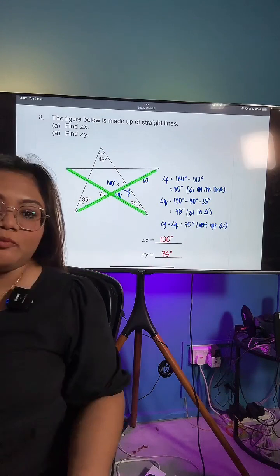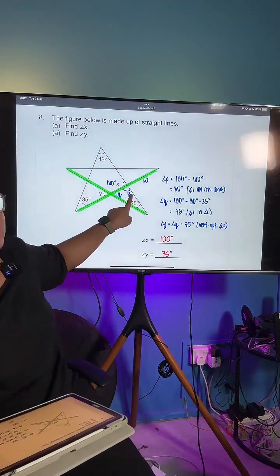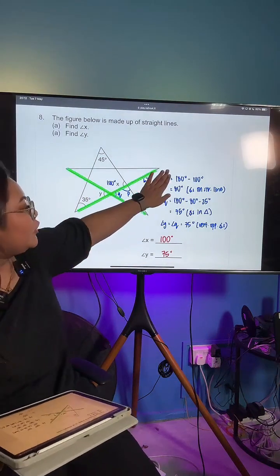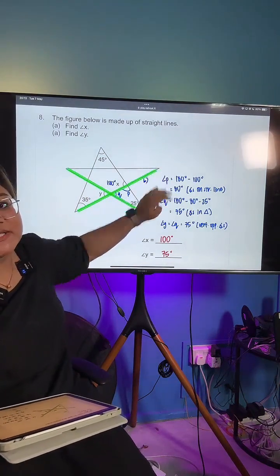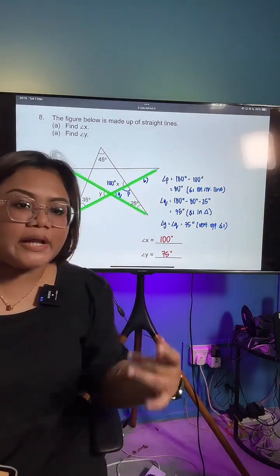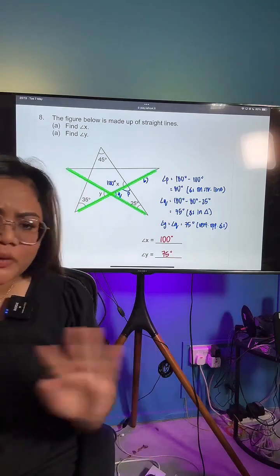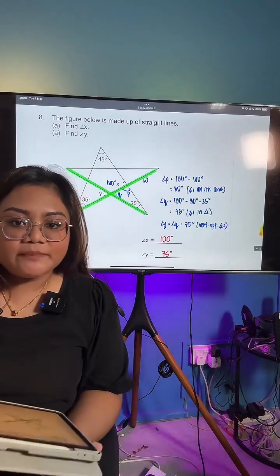Okay, the P comes from where? I labeled it myself to show you that I'm looking for this angle. If you don't label, your working will just look like 180 minus 100. But it's good to label it yourself so that the marker knows what angle you are looking for. You can label it yourself, no issues. Alright, everybody?